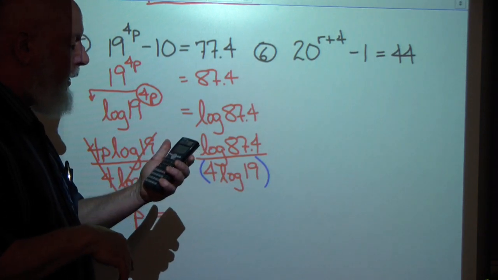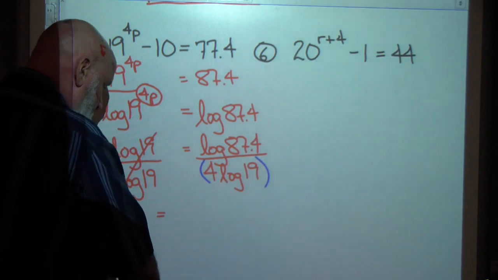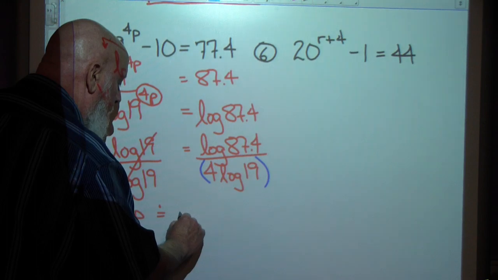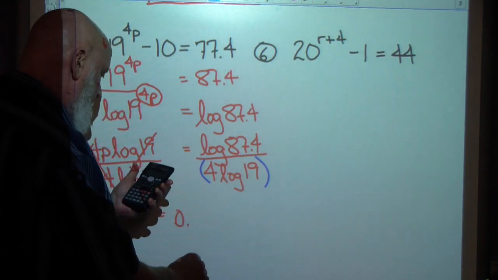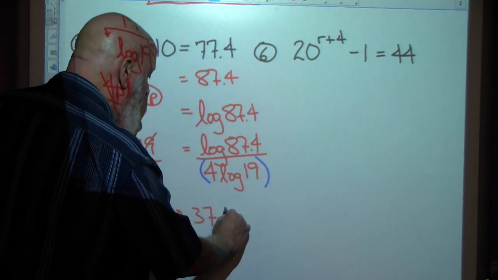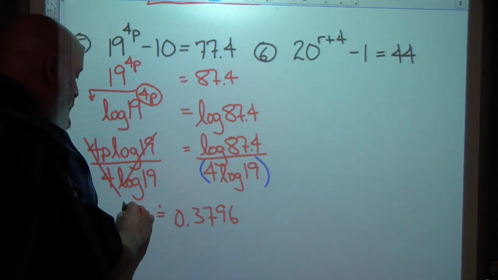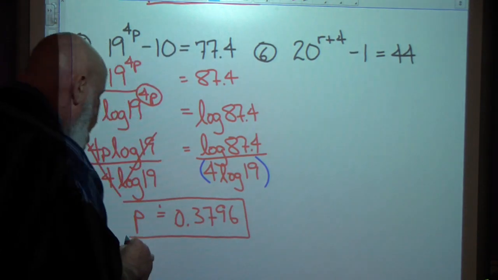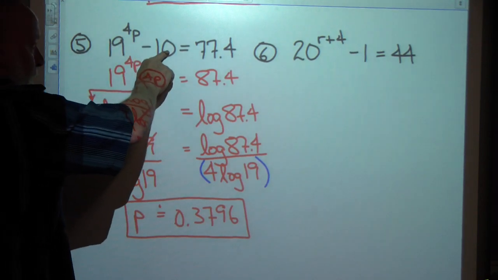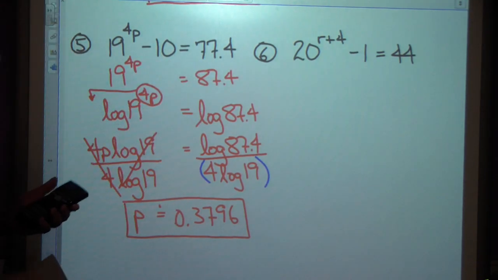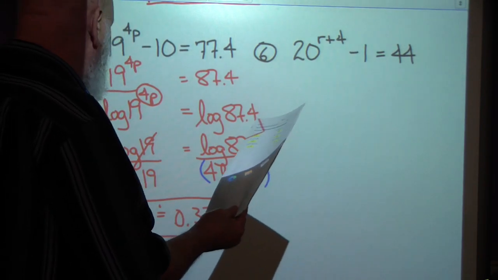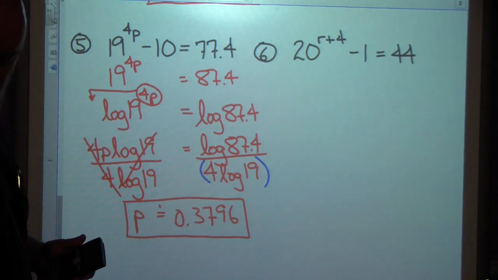I get 0.3796-ish. That's an approximation. I'll go ahead and show the 0. 0.3796. If I haven't made any mistakes. And that is the value of p that I can plug in right here, raise 19 to that power, subtract 10 from that, and I'll have 77.4, if I haven't made a mistake. 0.3796, okay?